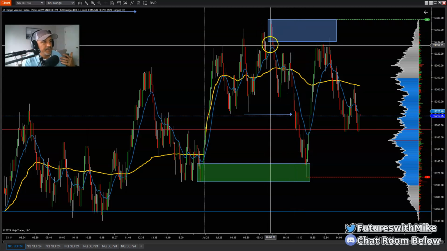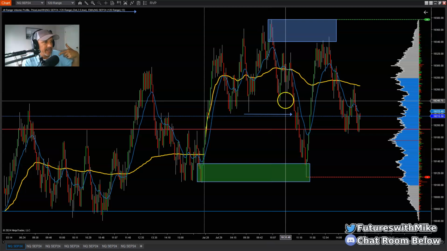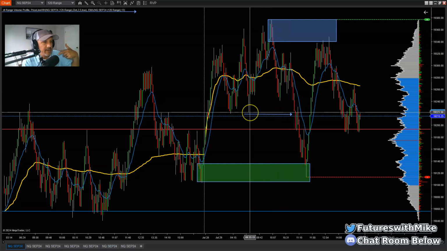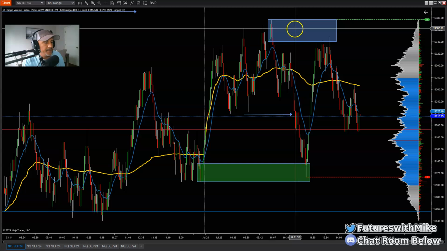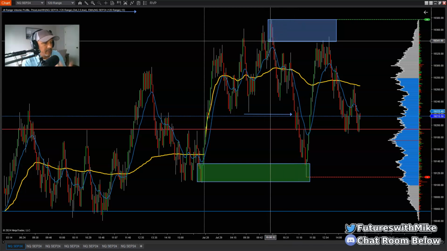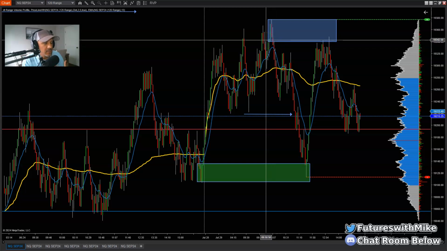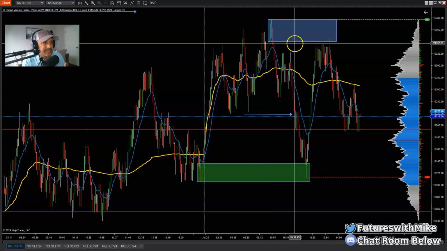In this case here, the zone of where everything started from on the way down, where it broke structure below this area here at 19,221, it was a mitigated zone already, meaning it was already where it broke and then pulled back and tested the zone. But that doesn't mean that it still can't reject that area. And if you notice, that's exactly what it did.